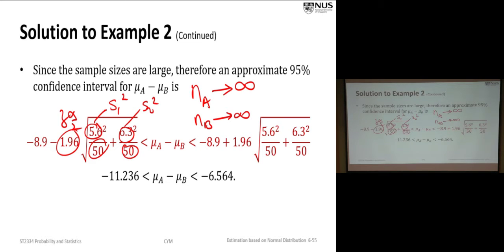If you construct the interval, let's say (C, D) is the interval for mu A minus mu B, then mu B minus mu A should be (minus D, minus C). You just swap and change the negative sign. So this also tells you that the interval does not cover 0. In other words, we believe that mu A minus mu B does not equal 0.